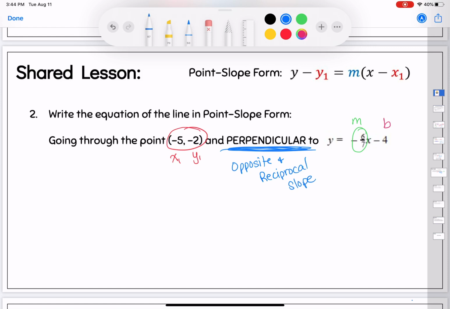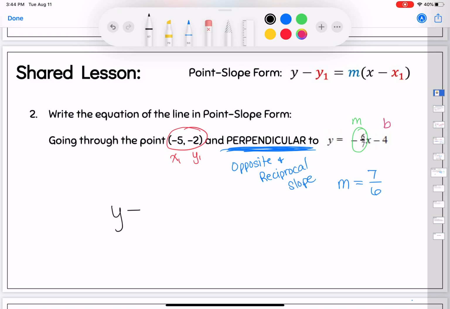So if I want my slope for my new one to be perpendicular, that means my new slope has to go from negative to positive and flip it upside down to be +7/6. So the slope in that line was -6/7. A perpendicular slope becomes +7/6. And now I have everything I need in order to write my equation.